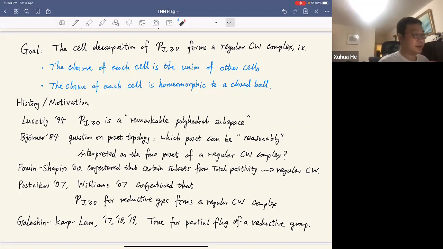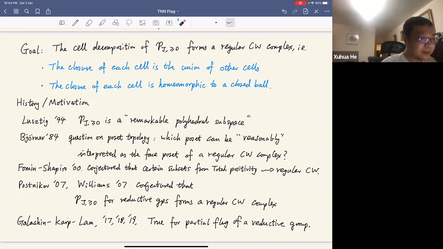Okay, so the goal for today's talk is that we're going to discuss the following. We're going to try to see the geometrical properties of the cells and their closures in the totally non-negative partial flag varieties. What we would like to know is that this is the decomposition of a partial flag into those cells. They form the so-called regular CW complex.